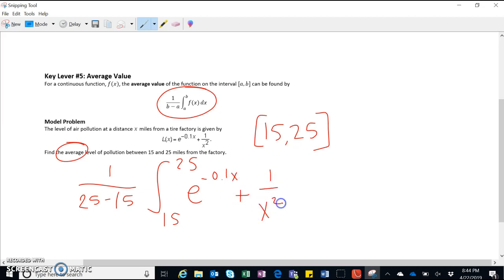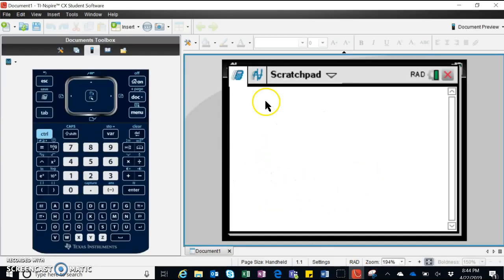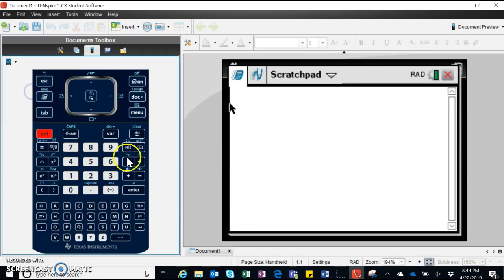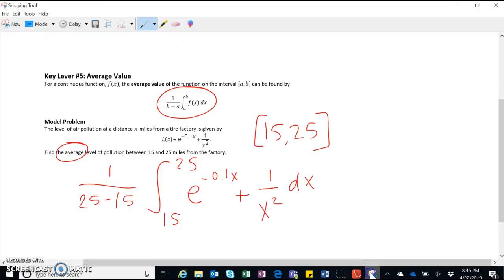plus 1 over x squared. And if you just toggle over to a calculator, you can do this. So I'll divide 1 over 25 minus 15. I'm not going to do any simplifying myself. I'm going to let the calculator do it. And then the integral is from 15 to 25 of that function, which was e to the negative 0.1x plus or minus, I don't remember, let me go look, plus 1 over x squared.